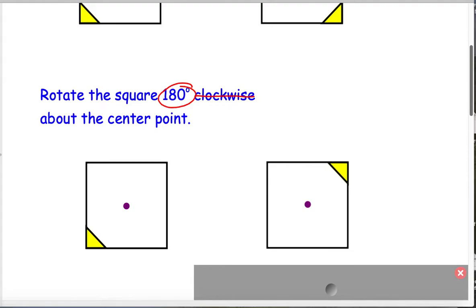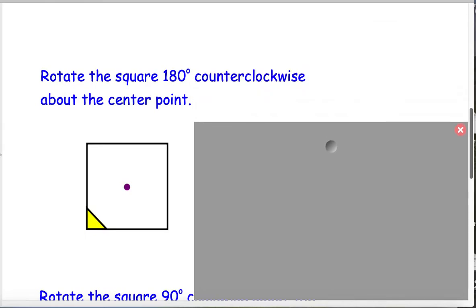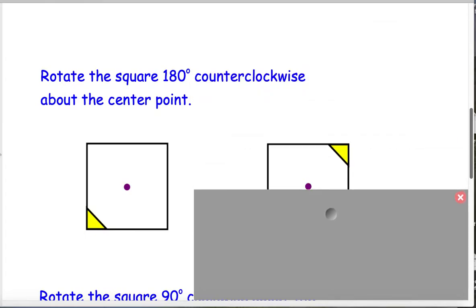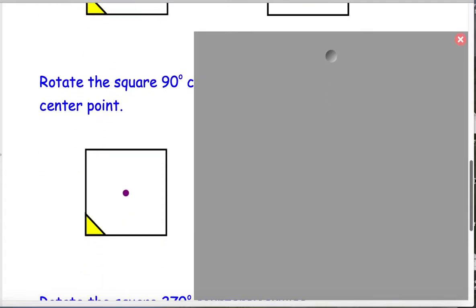All right, let's try another one. Rotate the square 180 degrees counterclockwise about the center point. Well, I just explained that. It's going to be exactly the same answer as before, because clockwise and counterclockwise don't matter.